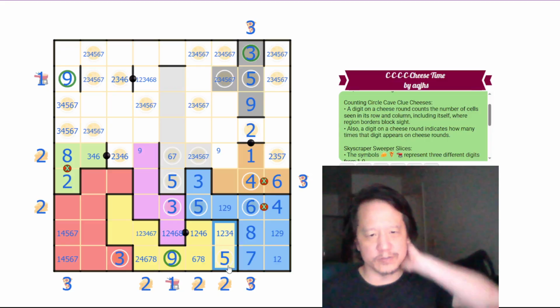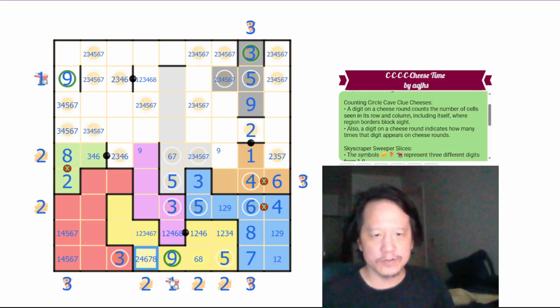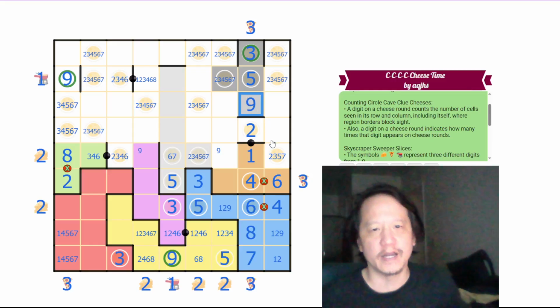Okay, this can't be 6. That would see too many digits. No 7 here. No 7 here because of 7 in the row. No 8 here because of 8 in the row. So it sees 7, 8, and 9. That's fine. It sees 3, 5, and 9 here.